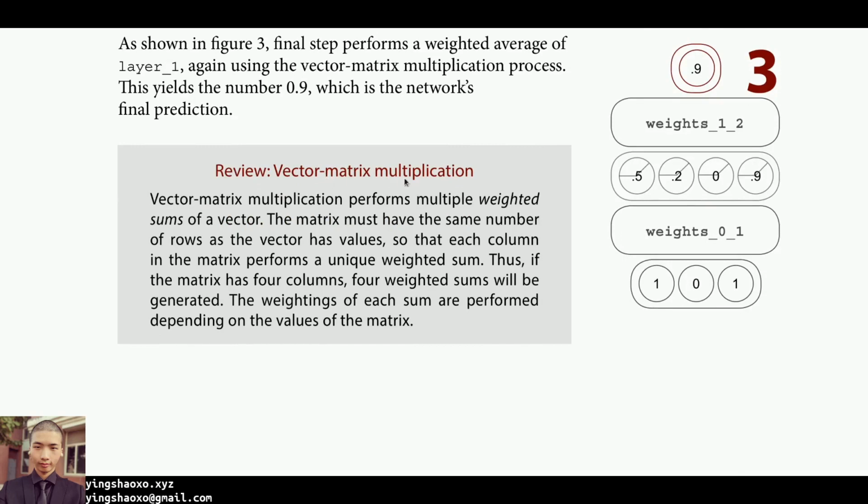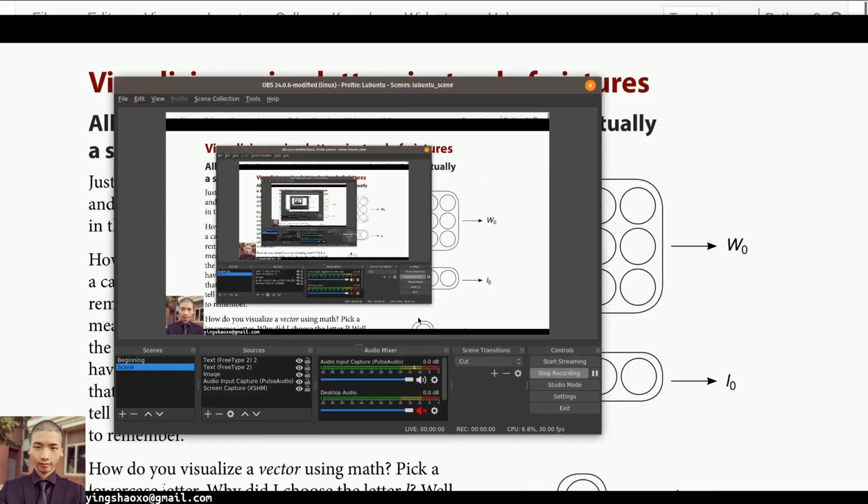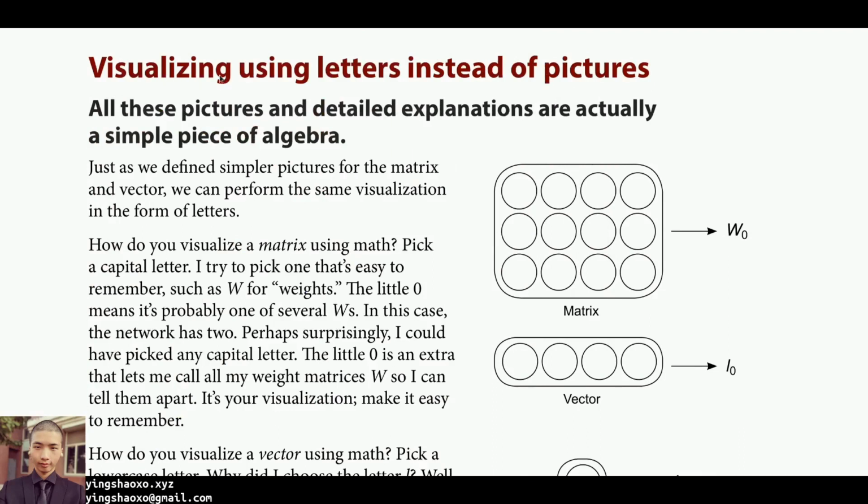Review vector matrix multiplication. Vector matrix multiplication performs multiple weighted sums of a vector. The matrix must have the same number of rows as the vector has values, so that each column in the matrix performs a unique weighted sum. Thus, if the matrix has 4 columns, 4 weighted sums will be generated. The weightings of each sum are performed depending on the values of the matrix.